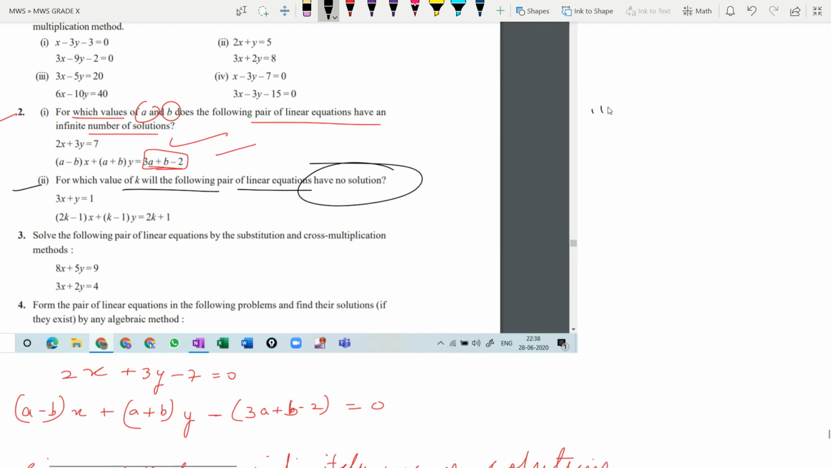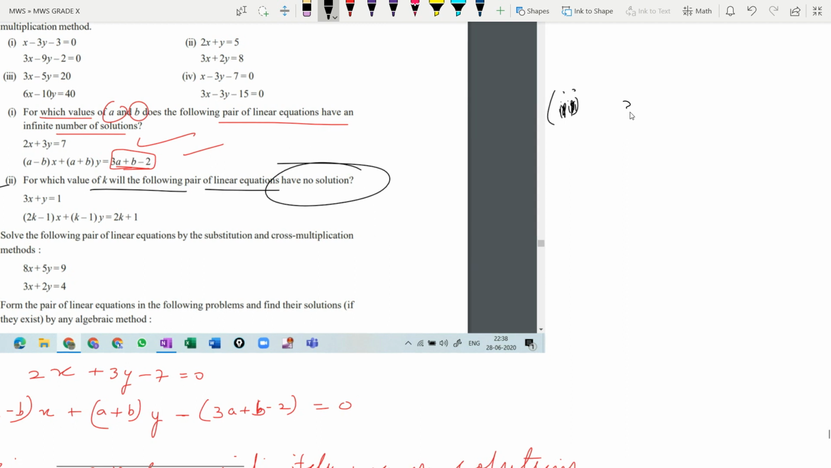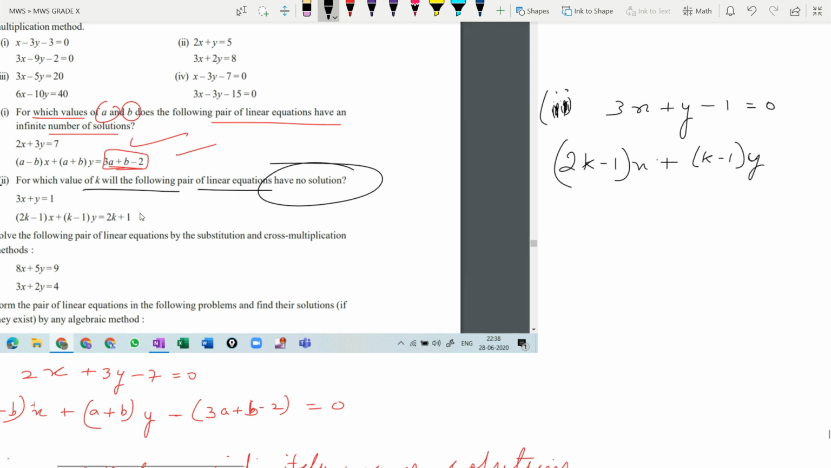Here, the second part. 3x plus y is equal to 1. We can write here minus 1 equal to 0. Then, as I am always writing in standard form, (2k minus 1)x plus (k minus 1)y equals 2k plus 1.